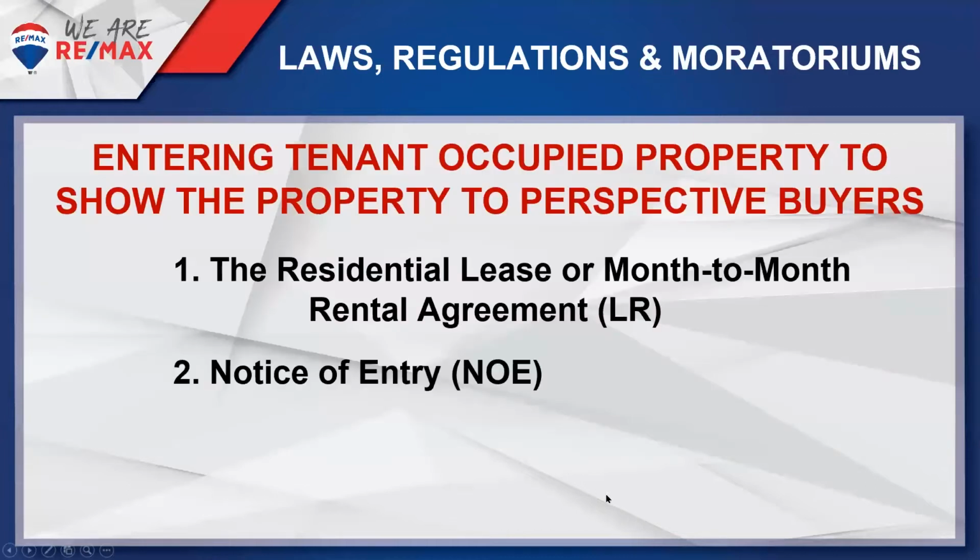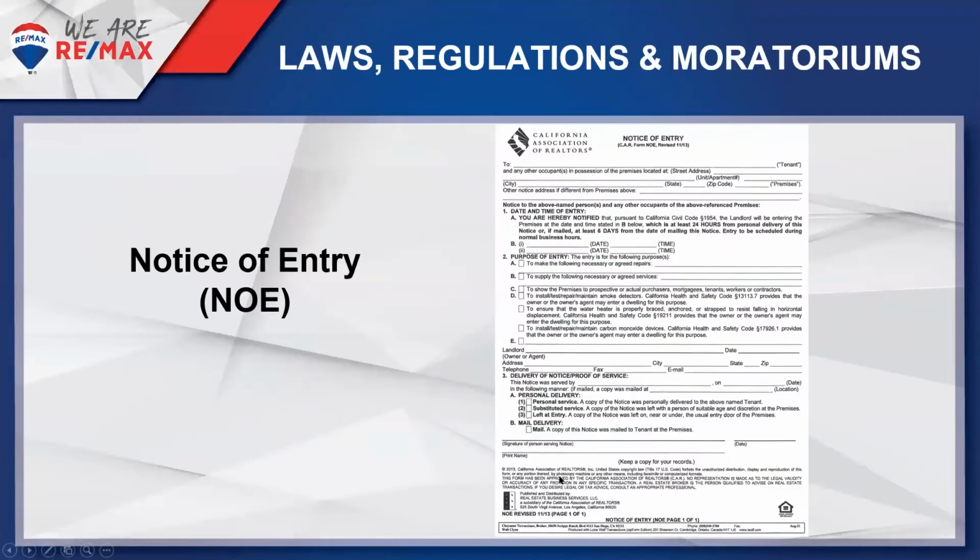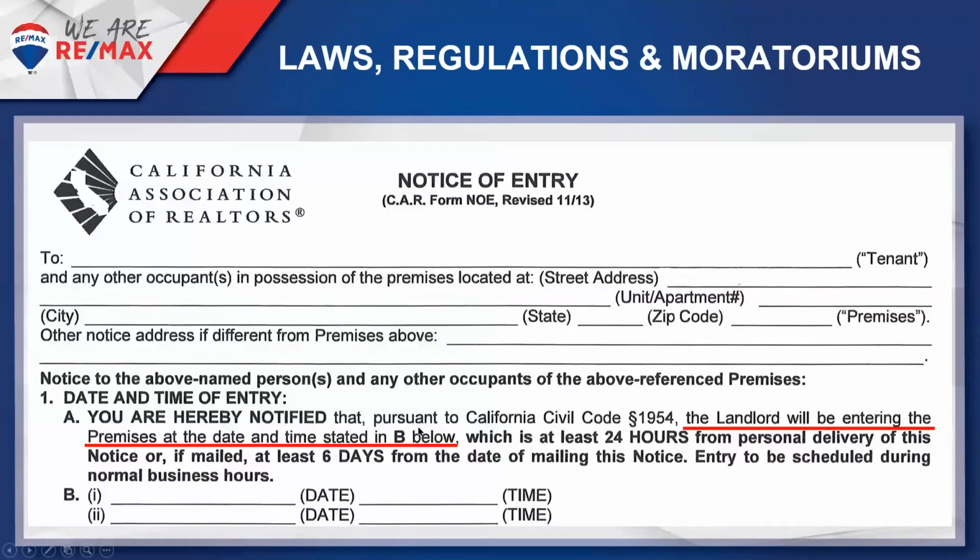Okay, now, so how do you get into a property? Well, you use a notice of entry. An NOE is the typical way to do it. Now, the NOE says that the landlord, and notice it says will be entering the premises at the date and time specified in B below. It doesn't ask for permission. It simply notifies the tenant that you're going to do that.